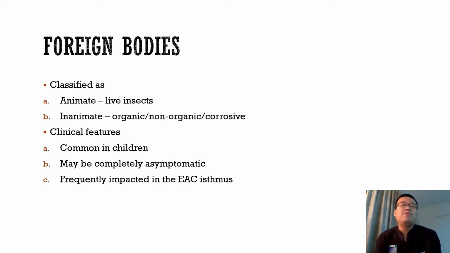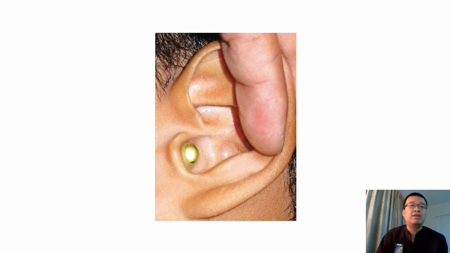Next up, foreign bodies. Very common in children. You have animate and inanimate. Animate, live insects. Inanimate, organic things like green peas, inorganic like beads. Corrosive would be things like button batteries. Sometimes the child may be asymptomatic or may present with otalgia or even ear discharge due to infection, because the foreign body has been left in there for quite a while. The foreign body usually is impacted at the isthmus, which is the narrowest part of the external auditory canal.